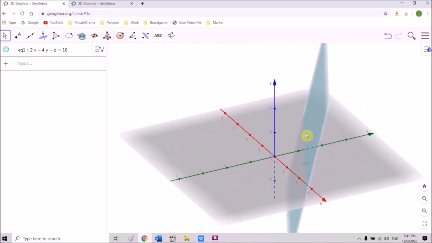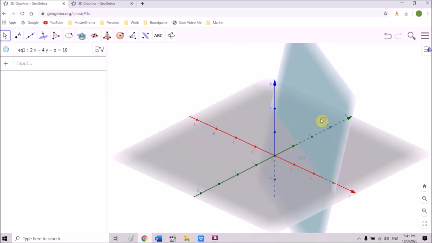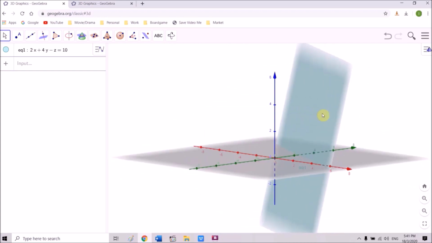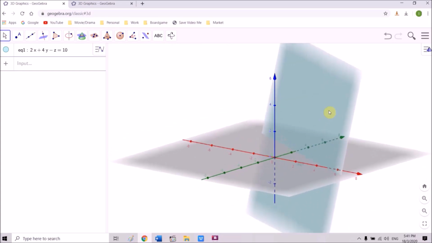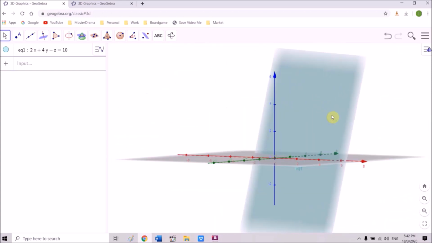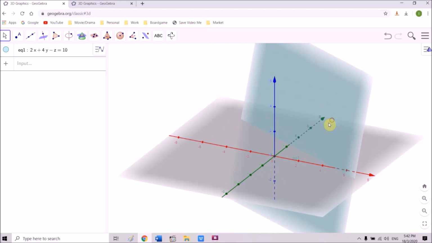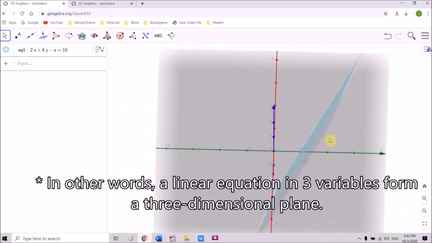You can see that the plane is represented by the blue color, and the plane is somewhat like a very thin piece of paper. So this is in the 3-dimensional form. Every point on this plane has an x value, y value, and a z value which satisfy this equation. So in short, a linear equation in 3 variables can be shown by using a plane such as this.